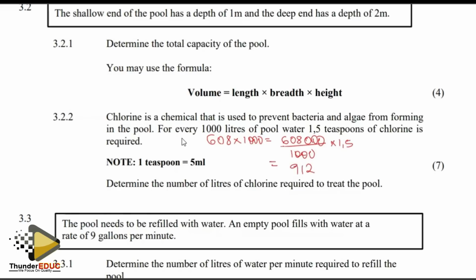These are the teaspoons. Each teaspoon is 5 milliliters. Multiply by 5, and we end up having this. These are milliliters. The question wants you to have liters. Divide by 1,000, which is 4.56 liters.